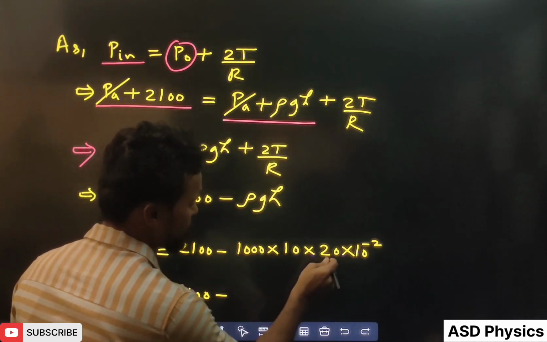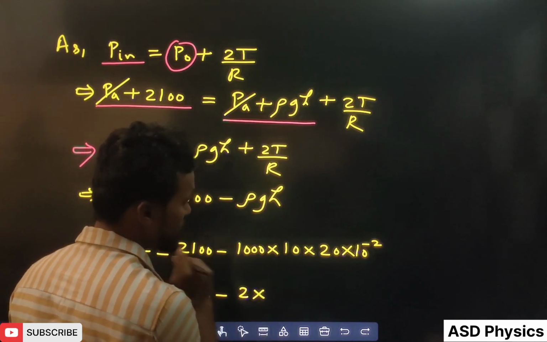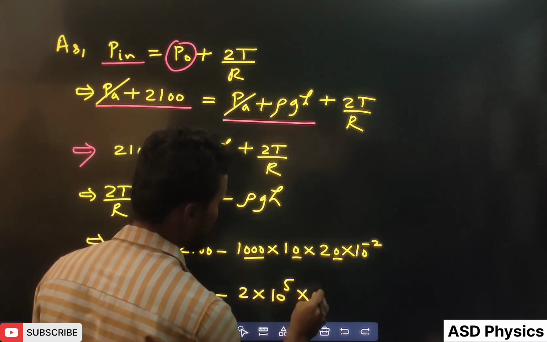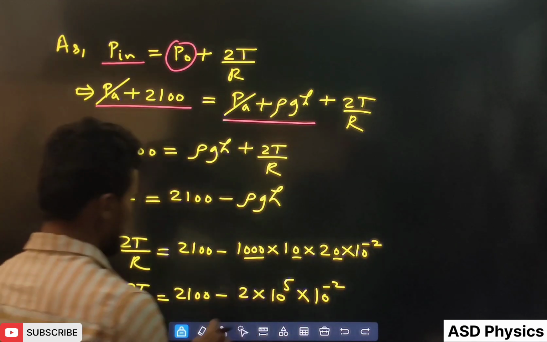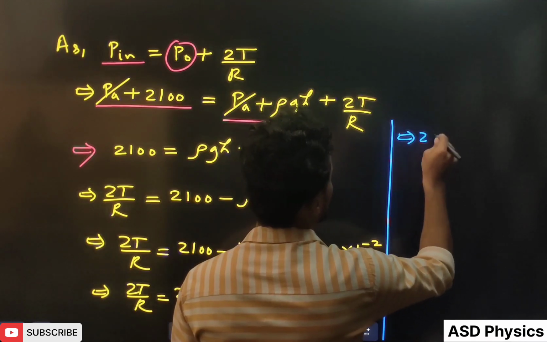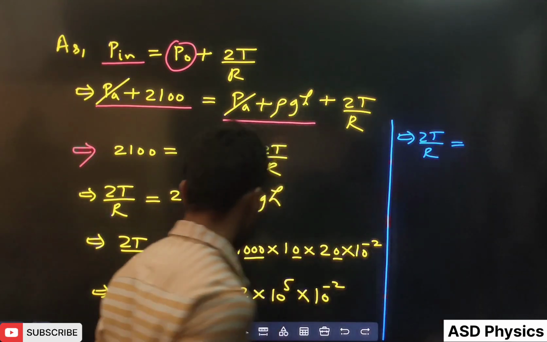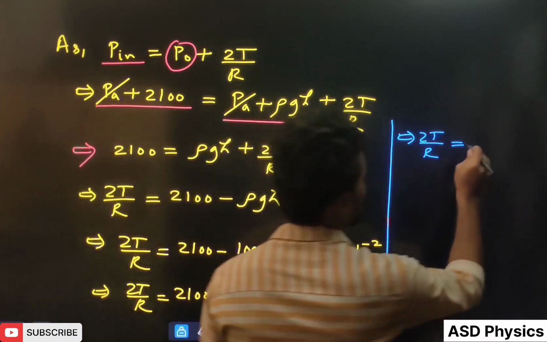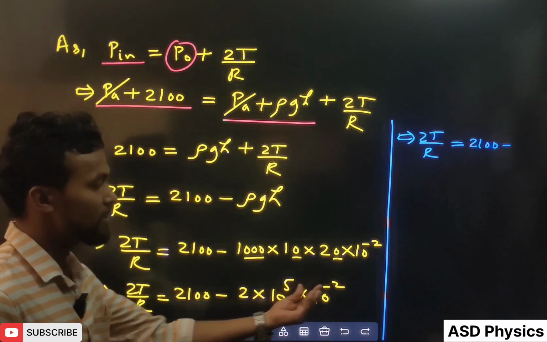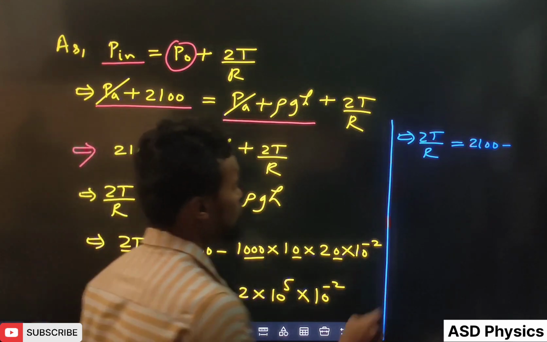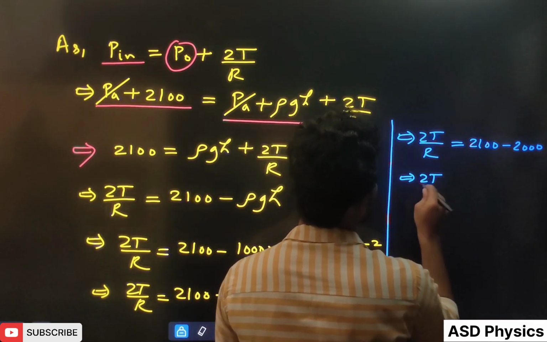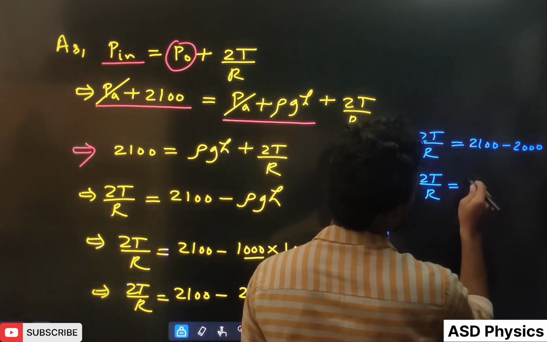Okay. So if we simplify this, 2T by R is equal to 2100 minus 1000 into 10 into 20 into 10 to the power minus 2, which is 2 into 10 power 5 into 10 power minus 2. Further, 10 power 5 and 10 power minus 2 means 10 power 3, and with the 2 we can write 2000.